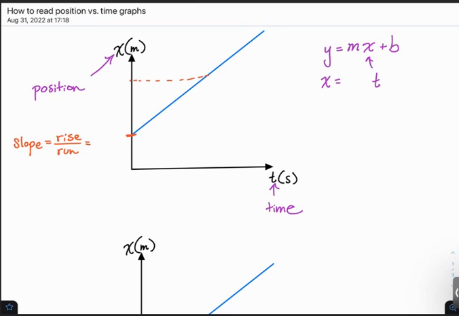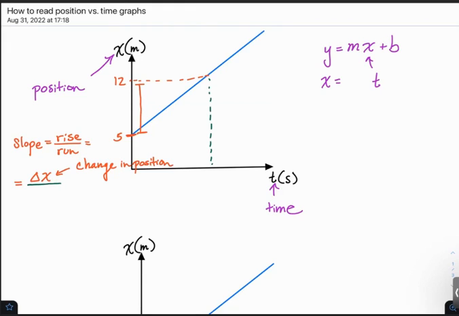And if I put numbers to this, it usually helps when I'm explaining. So let's say this goes from 5 to 12, then that is how much my position has changed. That's my rise. So that then is going to be my change in position. And I'm going to divide that by my run.